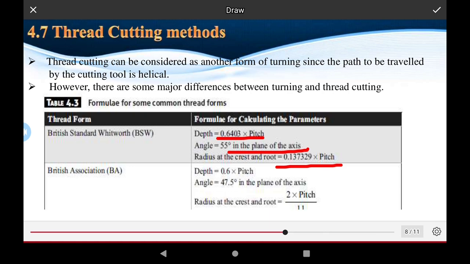And for the British Association, some standard values are provided for the threads. Consider the depth as 0.6 into pitch square. Find the value of depth. The thread angle is 47.5 degrees in the plane of the axis, and the radius of the crests and roots. The British Association's standard value is given as 2 into pitch upon 11.